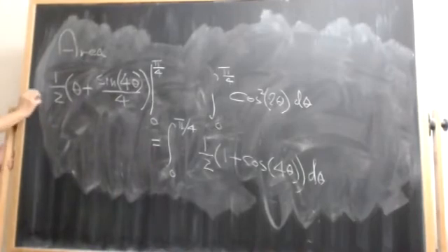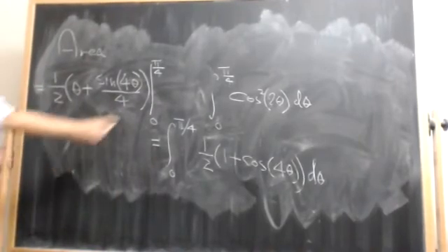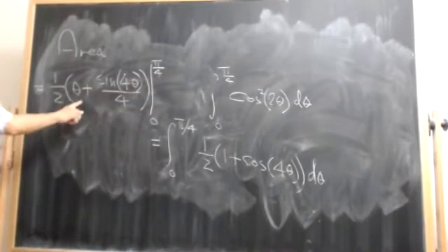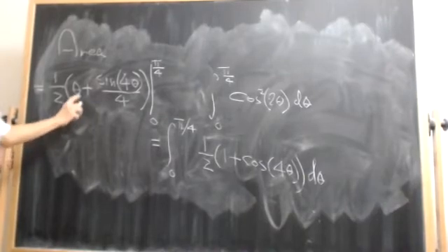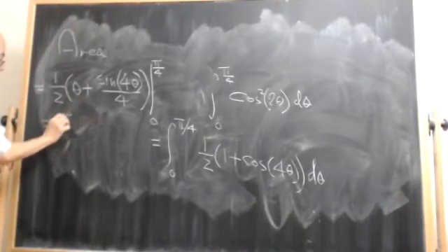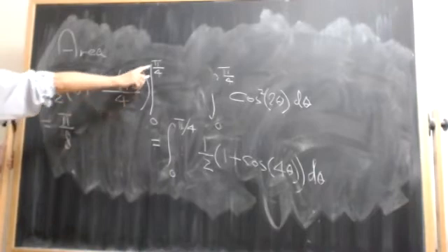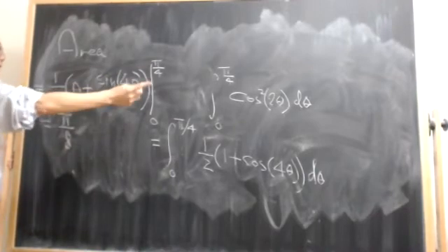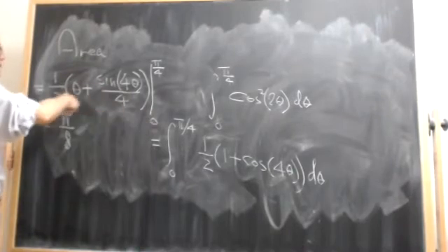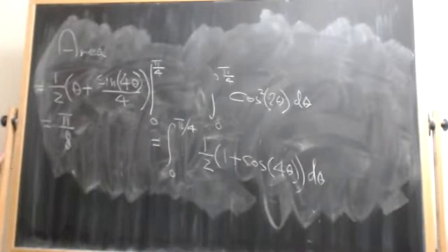Okay, the area is this. And then you are going to put pi by 4 inside. So I have pi by 8. And then I have pi by 4 inside in the sine, and that's 0. If you put 0 inside, you get 0. So that's the area. Actually, the answer in my notes is not correct. It should be pi by 8.